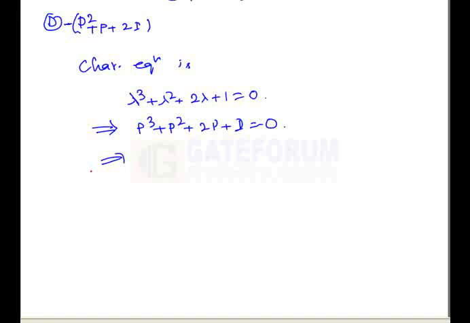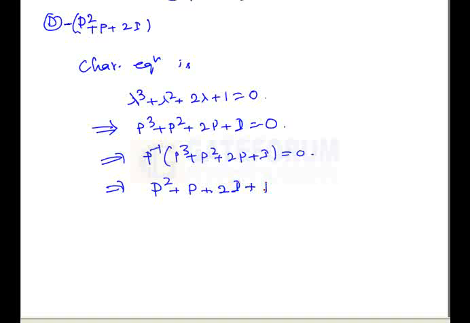So in order to find P inverse, multiply P inverse on both sides. So it will be P inverse of (P cube plus P square plus 2P plus I) is equal to 0, which can be written as P square plus P plus 2I plus P inverse is equal to 0. That implies P inverse is equal to minus of (P square plus P plus 2I), which is nothing but option D.